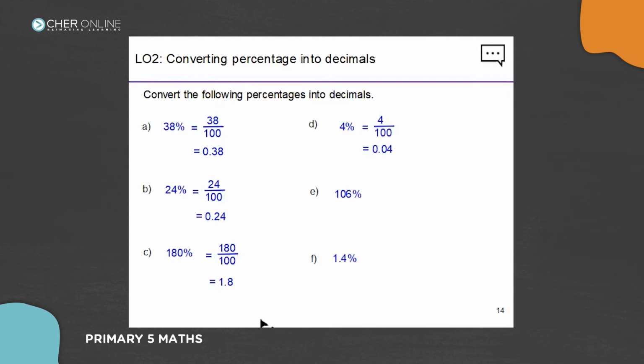Next one, 106%. Okay, 1.06. Then 1.4% would be 14 out of 1,000. You see how I changed the fraction? I added another zero to the 100 below in the denominator. So that will be 0.014. What do you think of this slide? Is it tricky or is this okay? Especially those which have more than 100% and those which have decimals in the percentage.